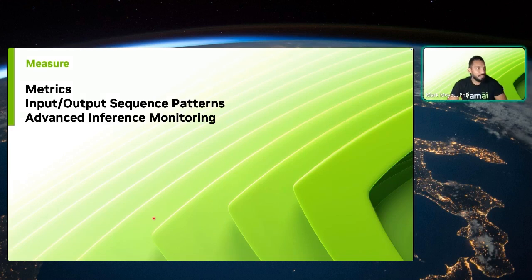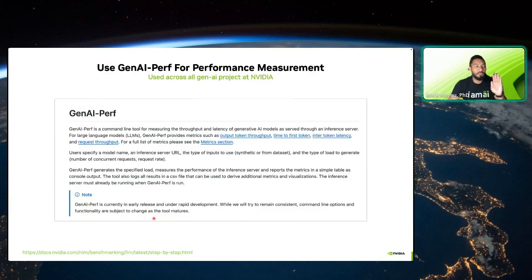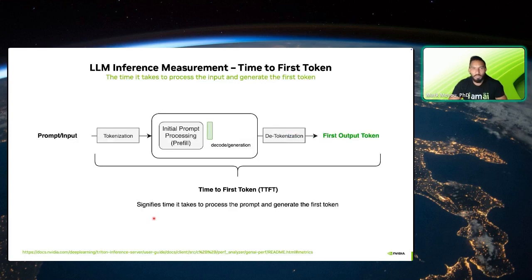Jumping into metrics, I think we're getting a little closer. If you are doing any performance measurements of LLMs, I recommend you check out this open source package called GenAI-Perf. It's part of Triton, an open source inference server from NVIDIA. People measure this thing called time to first token.